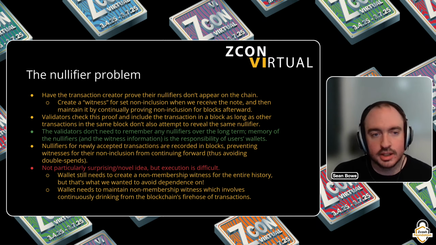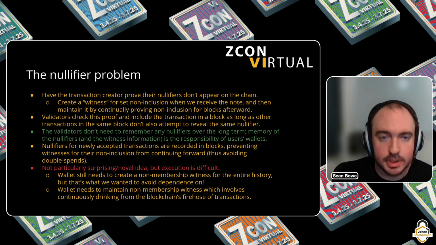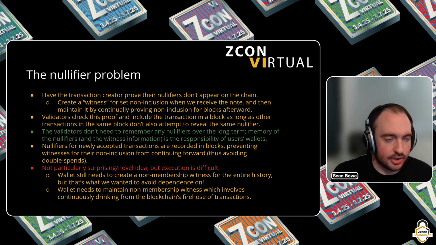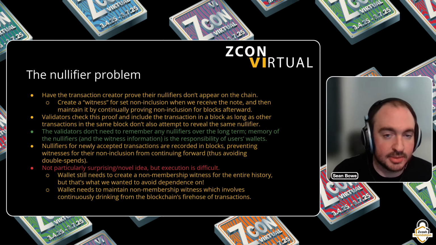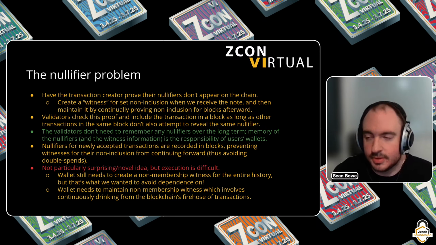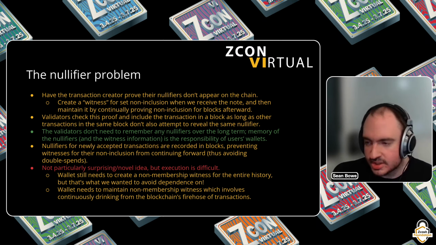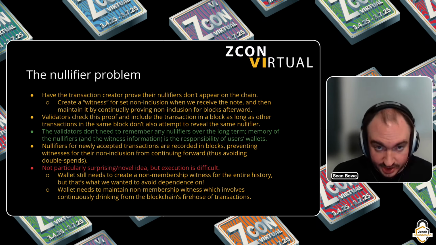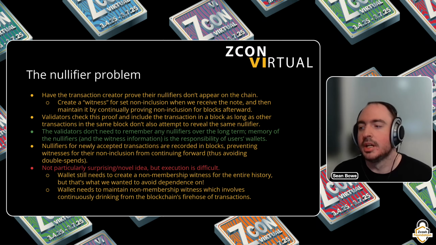And by recording the transaction in the block, or specifically the nullifier for all the transactions in that block, they leave a record of the nullifier, which prevents the wallet from continuing to maintain a witness for their note, because it's been spent already. So this has been thought of before. I'm not claiming this is a novel idea or anything like that, but it has some problems, and there's some reasons that we haven't gone down this route before.